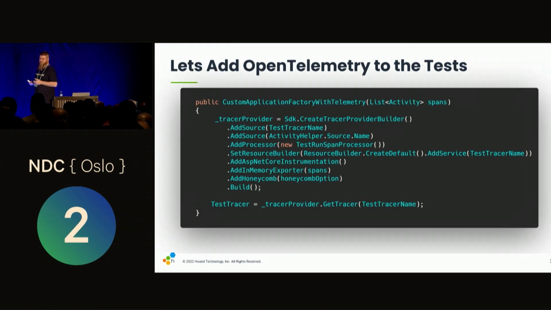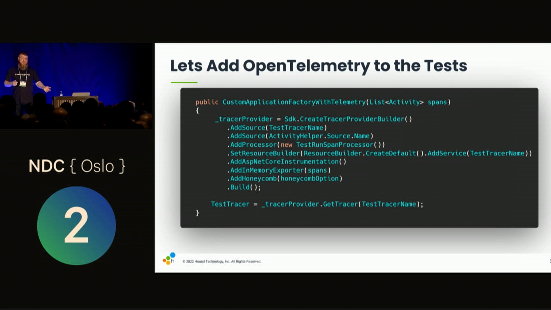OpenTelemetry is the #2 project on the CNCF Foundation. It is the de facto standard around tracing and becoming the de facto standard around metrics and logs as well. And what it provides us with in this particular context is the ability to have a tracing provider. Now, there's a lot of code there, which we'll walk through a little bit. But what we're doing is inside of our test framework, we're going to set up a tracing provider.